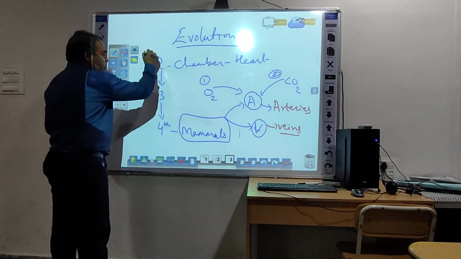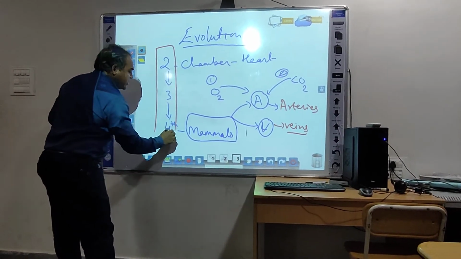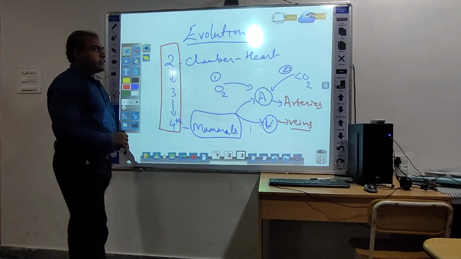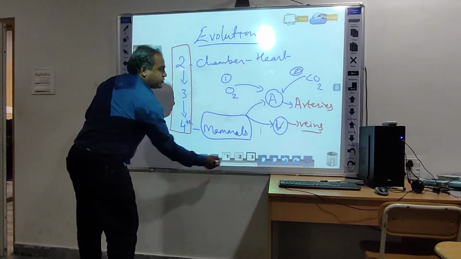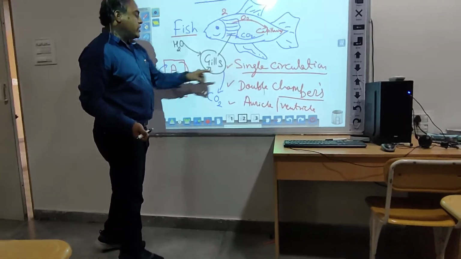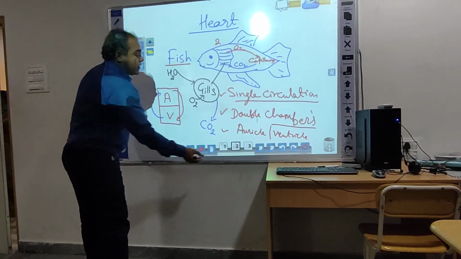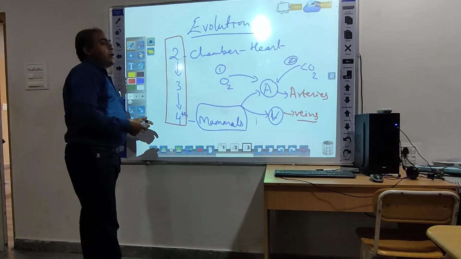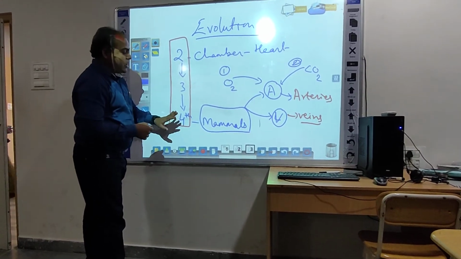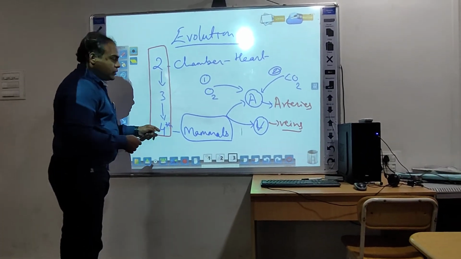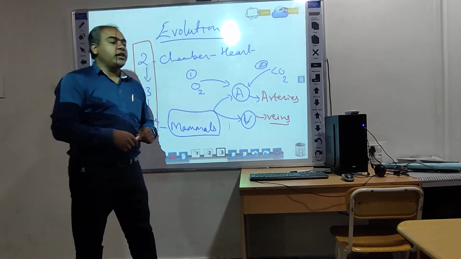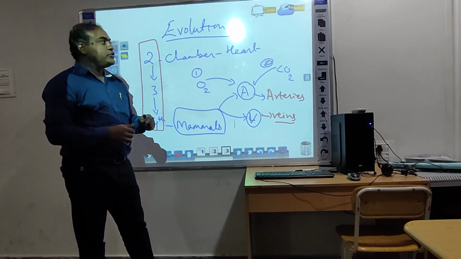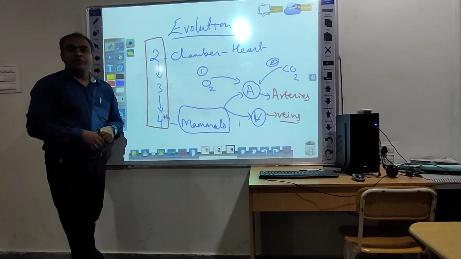Till that time, just remember about the circulation. That is the single circulation that we studied in the fish, right? A double chambered heart will be there. As we have seen here, single circulation is there, with only auricle and ventricle. As we move to the next topic about the human, we will see how circulation takes place in mammals, and we will have some tricks to learn about the arteries and veins.